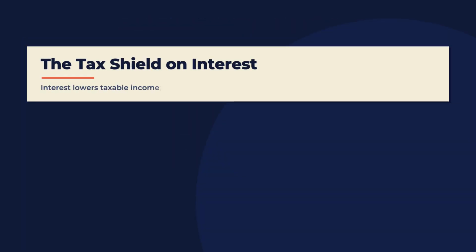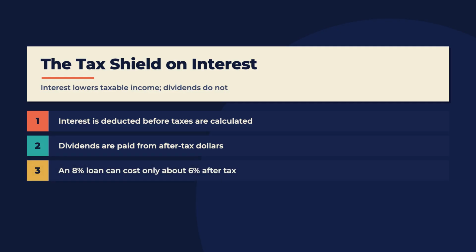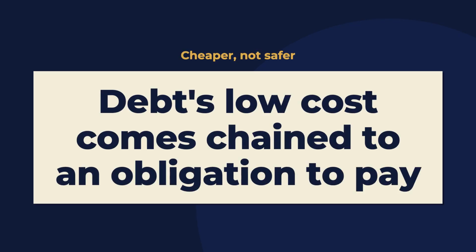The second piece is taxes. A company deducts interest expense before calculating what it owes, but dividends come out of after-tax dollars. That's why a loan stated at 8% might really cost a firm in the 25% bracket only about 6%. Put the two advantages together and debt's cheapness stops being a mystery. Lenders risk less, and the tax authority absorbs part of the cost. But that same priority forces the borrower to pay on schedule or default, so cheaper never means safer.